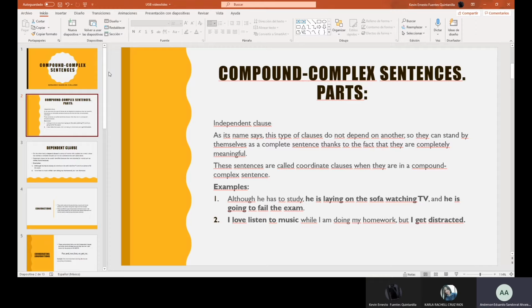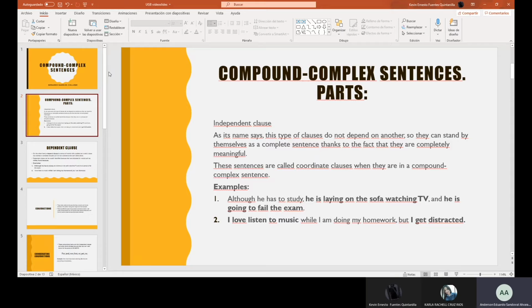Compound complex sentences part. Independent clause, as its name says, this type of clause doesn't depend on another, so they can stand by themselves as a complete sentence, thanks to the fact that they are completely meaningful. The sentences are called coordinate clauses when they are in the compound complex sentence. So, in my opinion, an independent clause is a group of words and it contains both a subject and a predicate.